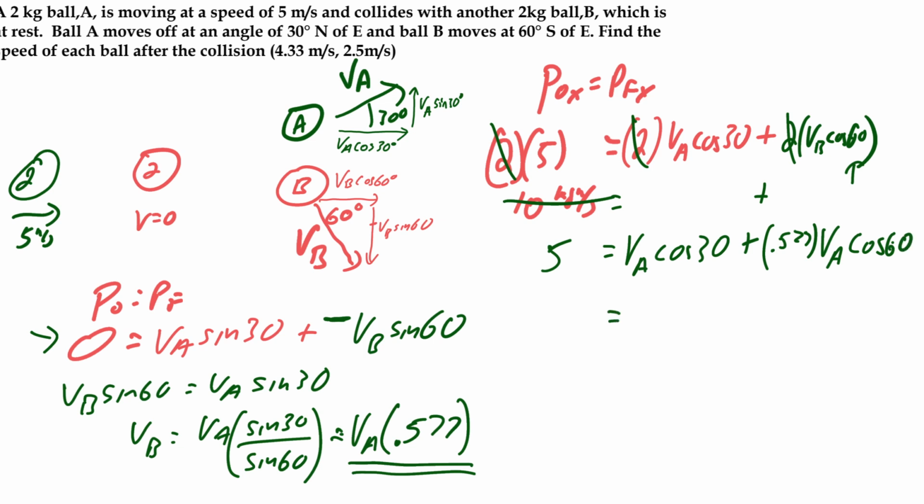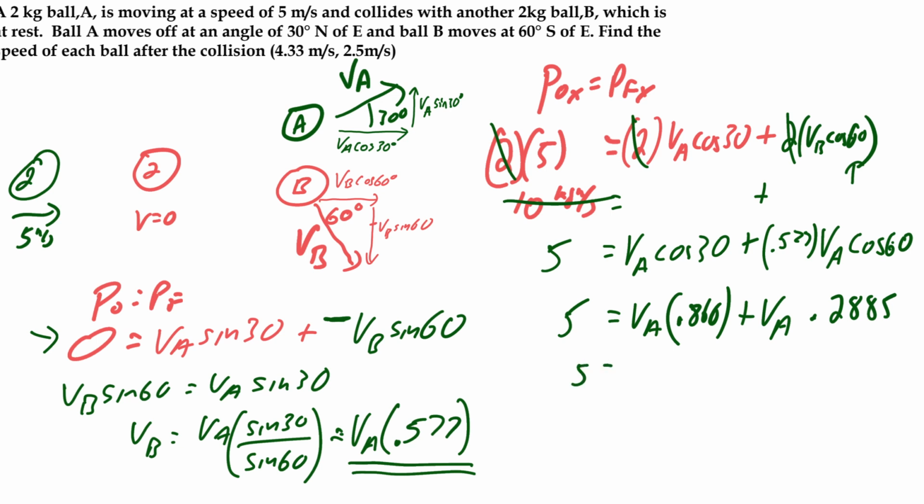Okay, so again, we could do some math here. Cosine of 30 is 0.866. And then we'll just do the math on all of that. So plus VA times 0.577 times cosine of 60. Cosine of 60 is just 0.5, right? So it's half of that, 0.2885. So that equals 5, right?